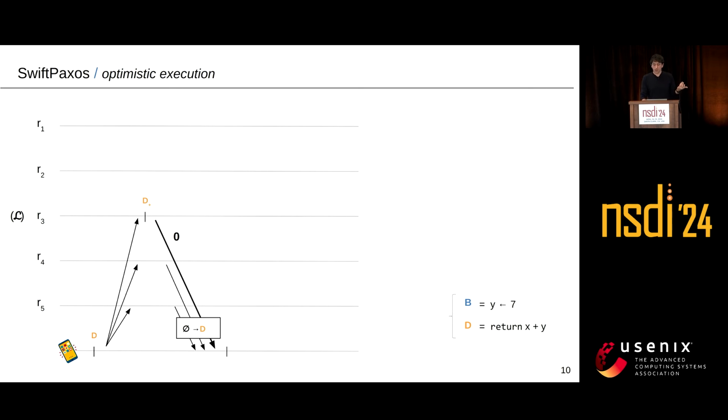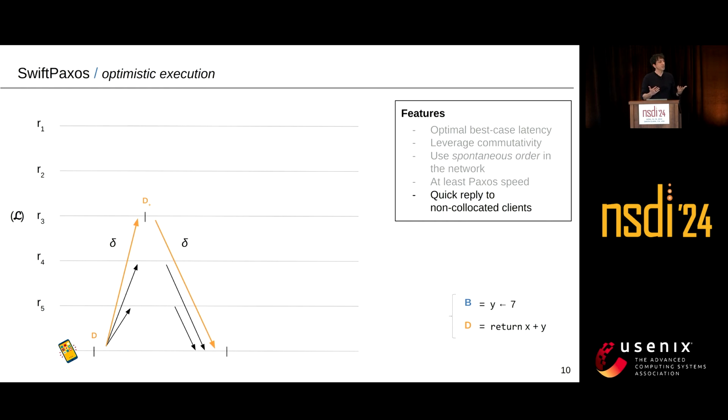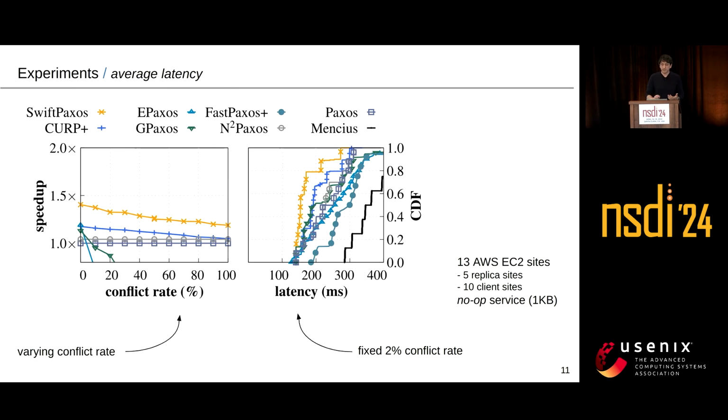And so a last characteristic of our protocol is that it can quickly reply to non-collocated clients. So let's see now in practice how it performs in comparison to existing solutions.